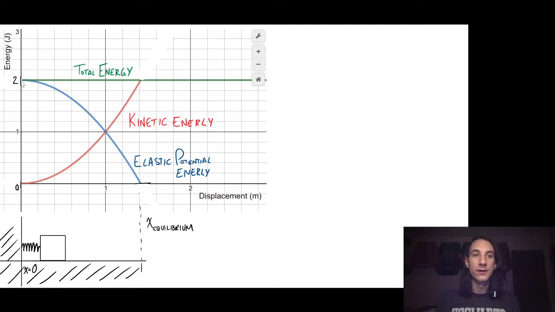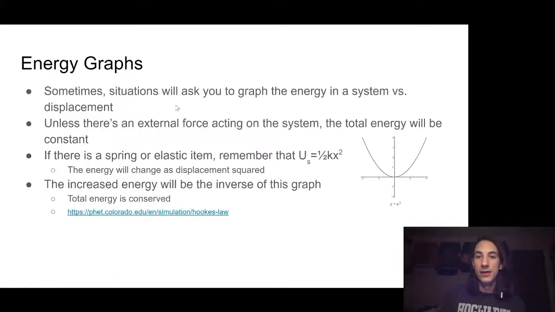We start with the full amount, and then eventually it goes to 0 because eventually that spring will be at its equilibrium point. But it's going to decrease with x squared. It starts off with the most, and we know that spring potential energy is equal to 1/2 kx squared, so it changes with the square of x.